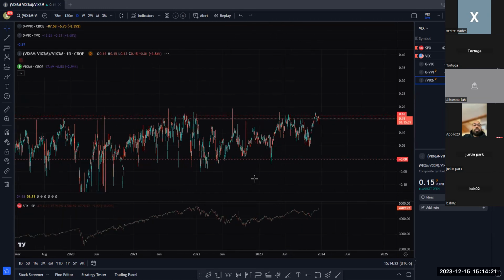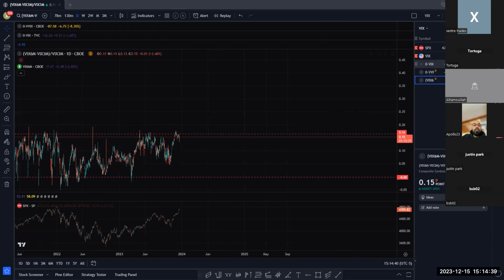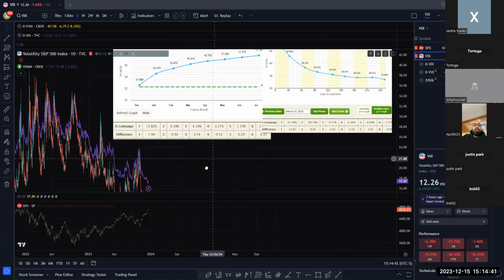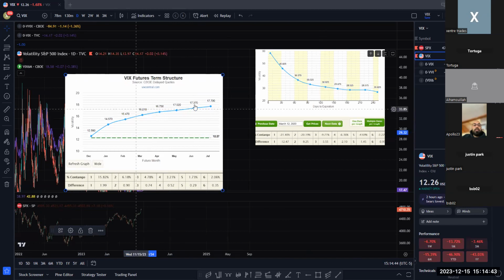So what this helps to indicate is the percentage contango. So what is contango and backwardation? Contango is basically like the normal market conditions I showed you earlier, with the curve sloped up like this. This is in contango and this is backwardation.